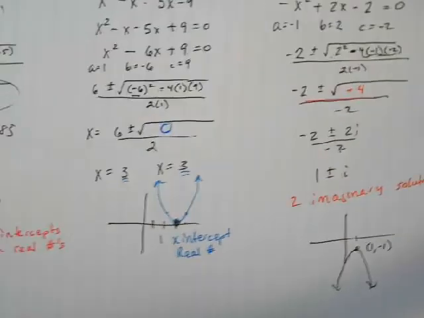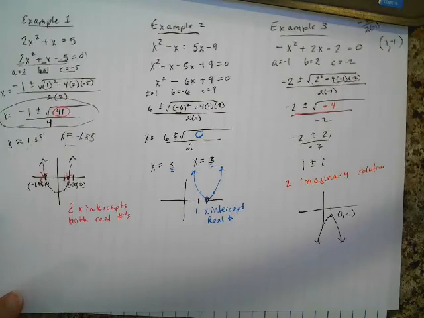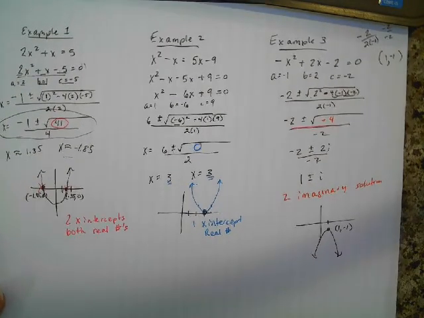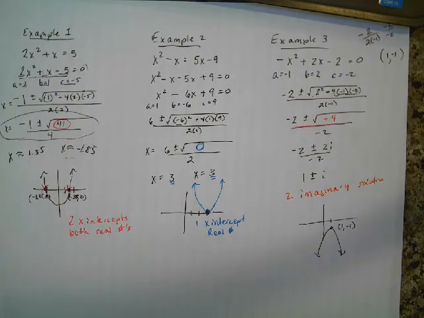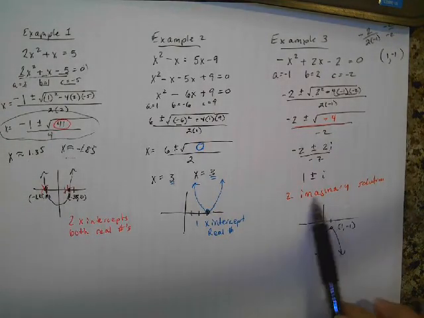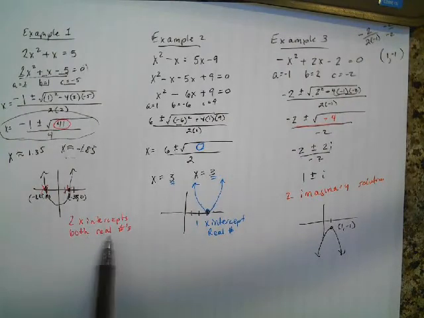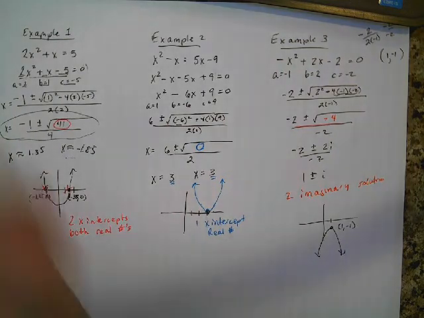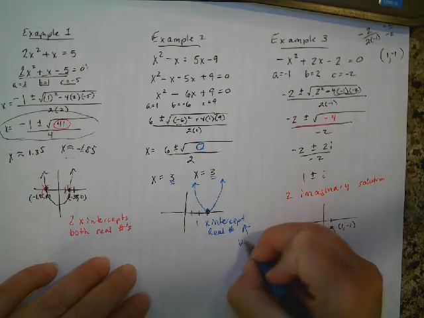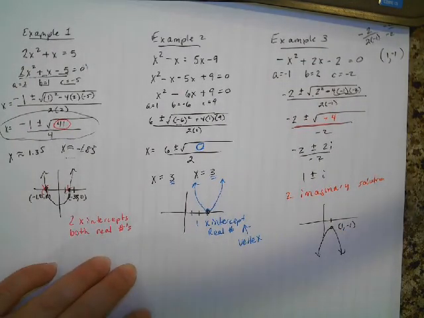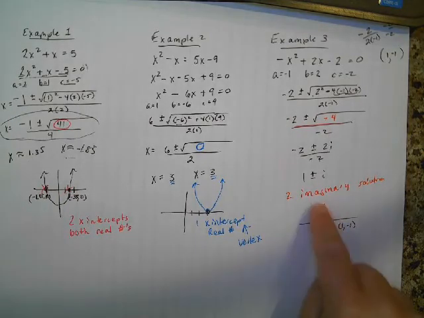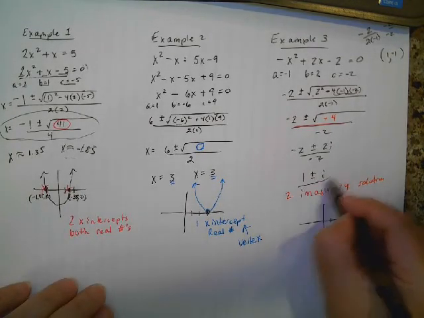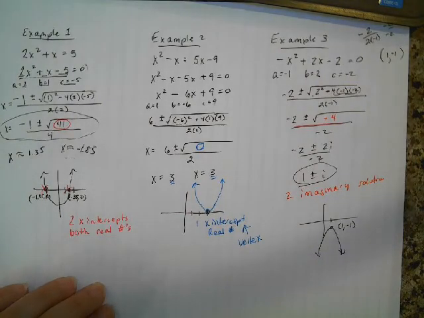So you can see how on example 3, there were no x-intercepts. And the reason there were no x-intercepts is because our solutions were imaginary. Here, two real numbers, 2 x-intercepts. Here, one real solution, 1 intercept. And that intercept just happens to be the vertex. And that's going to be important later when we start talking about polynomials. This one doesn't have any real solutions. Both of our solutions were imaginary. 1 plus i and 1 minus i. So that means we don't have any x-intercepts.